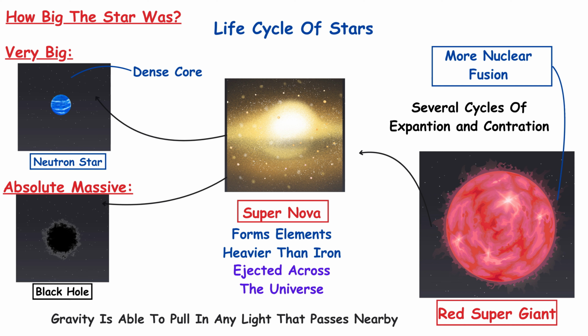However, if the original star was truly massive, it may collapse completely under its own gravitational force, resulting in the formation of a black hole. Black holes are so dense and possess such strong gravitational fields that not even light can escape their pull. This is why they appear as completely dark regions or voids in the universe, essentially invisible to direct observation.